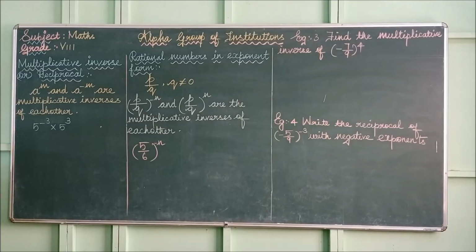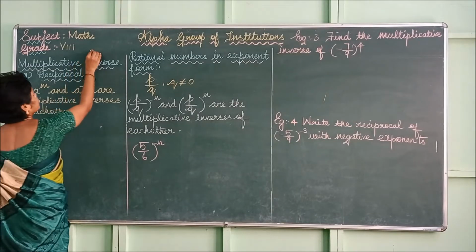The next topic is multiplicative inverse or reciprocal. a to the power m and a to the power minus m are the multiplicative inverse of each other. Listen carefully. We already saw one formula, what is it?